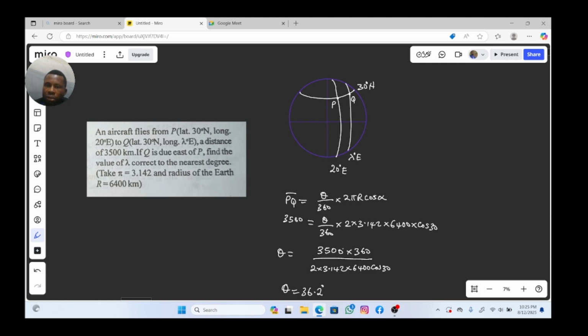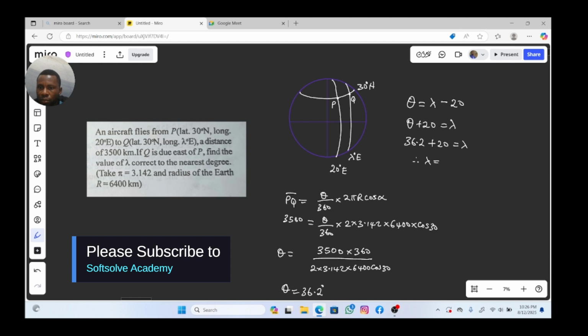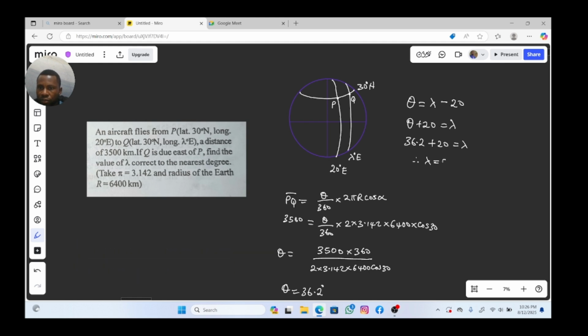But actually this is not what they are looking for. Okay, we are looking for lambda, and because the two longitudes are on the same side of the earth, we subtract. So the angular difference is equal to the bigger one, which is lambda, minus the smaller one, which is 20. Okay, so lambda will be equal to theta plus 20. So we've already calculated this theta, which is 36.2, then plus 20, which is equal to lambda. Therefore lambda will be equal to, adding them together, 56.2 degrees. Okay, 56.2 degrees east. So that's the value of lambda.